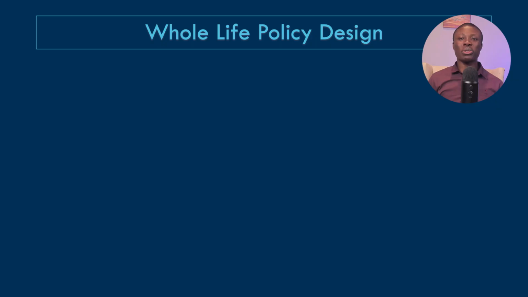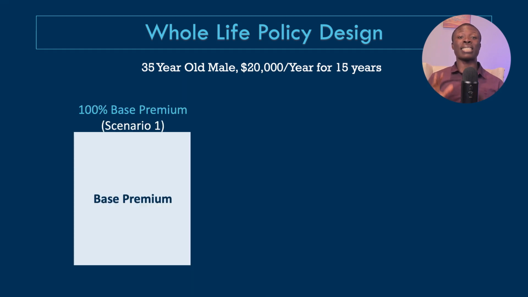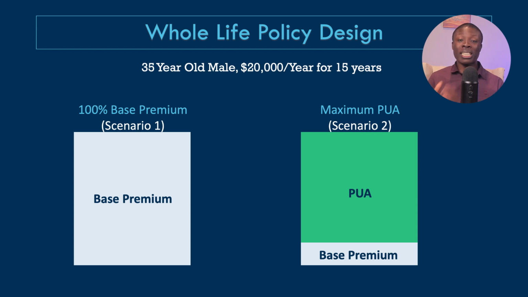Like I mentioned earlier, different products have different limits. This means a low percentage in one product might not be considered low in another product. Here's a quick example. A 35-year-old male who wants to contribute $20,000 a year for 15 years. Same person, same company, same product. We are going to look at 2 scenarios. In the first scenario, we are looking at an all-base design, which means we are paying the full $20,000 towards the base premium. In the second scenario, we are going to set it up for maximum cash value.